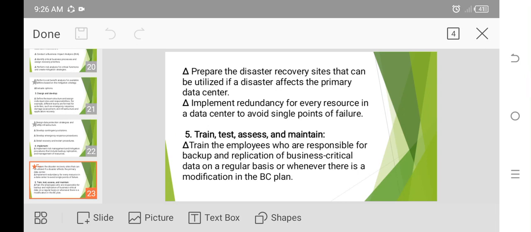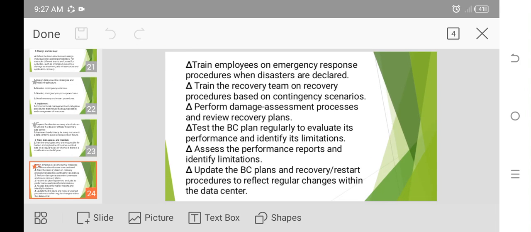Then the last stage is train, test, assess, and maintain. Train the employees who are responsible for backup and replication for business critical data on a regular basis or whenever there is a modification in the BC plan. Train employees on emergency response procedure when disasters are declared. Train the recovery team on recovery procedure based on contingency scenarios.